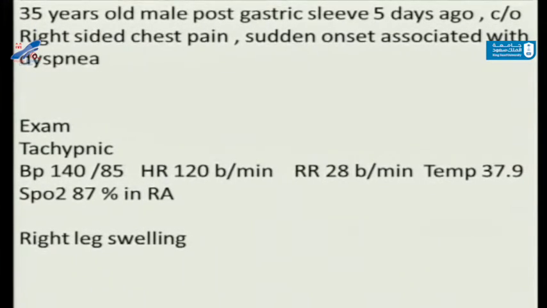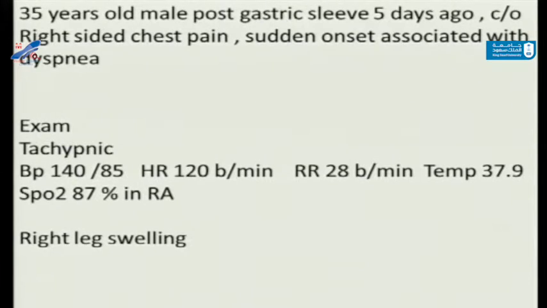This is a 35-year-old male, post gastric sleeve 5 days ago, complaining of sudden chest pain associated with dyspnea, right-sided chest pain. On exam, he's tachypneic. Blood pressure is okay, tachycardic. His respiratory rate is 28 and his oxygen sat is 87 on room air. When you look at him, he has right leg swelling. So how does he look? He looks unwell from the exam. He's tachypneic, hypoxic, with a low-grade fever. So he needs to be seen now, right?